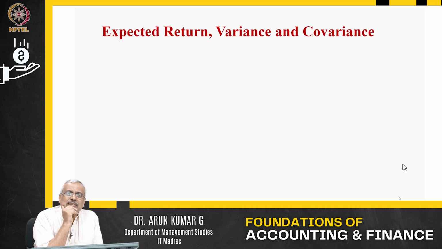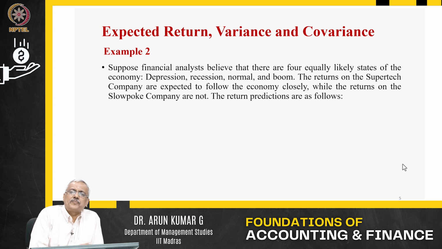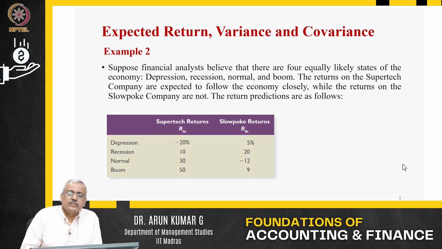That is the expected returns, variance, and covariance. Now, expected return we saw. Let us look at another example, example two. Supposing financial analysts believe that there are four equally likely states of the economy: depression, recession, normal, and boom. That's what we saw now.